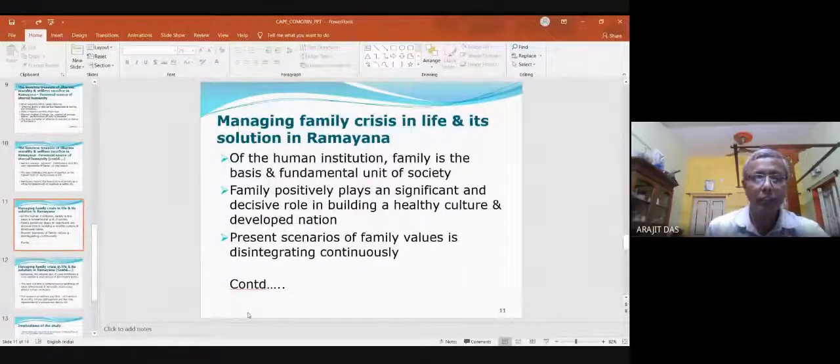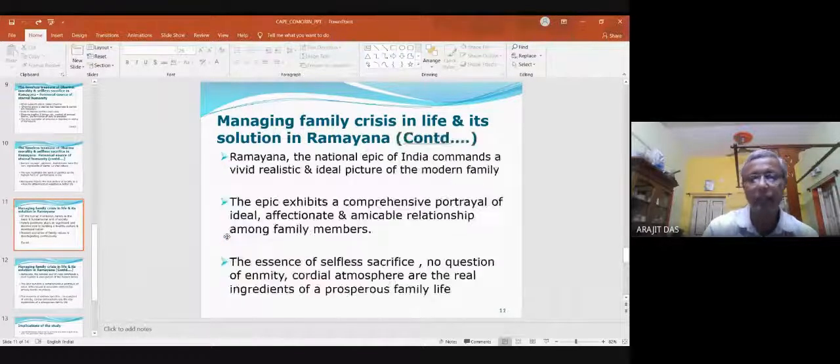Now we come to the last point: managing family crisis in life and its solutions in Ramayana. Of the human institutions, family is the basis of fundamental unity in society. And family positively plays a significant and decisive role in building a healthy culture and developed nations. Present scenarios of family values are disintegrating continuously.